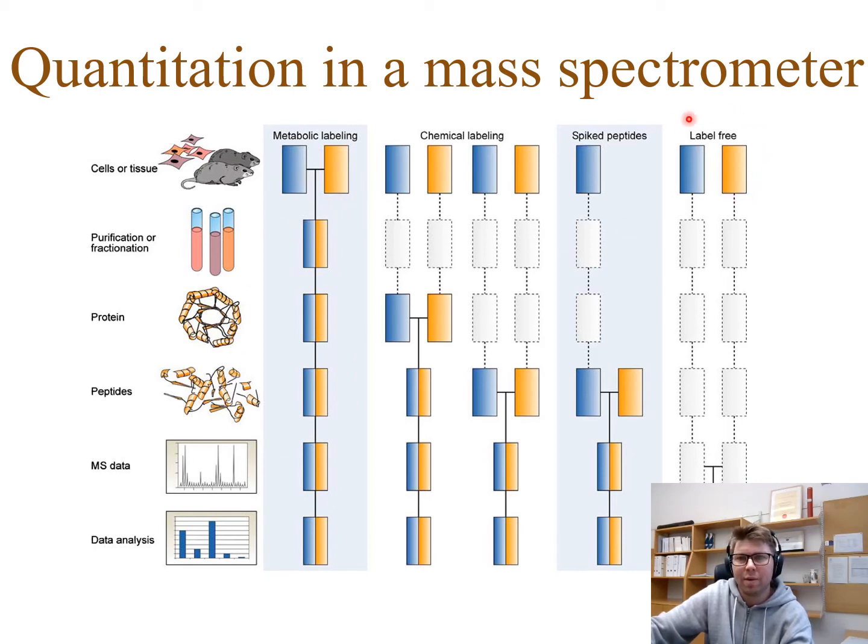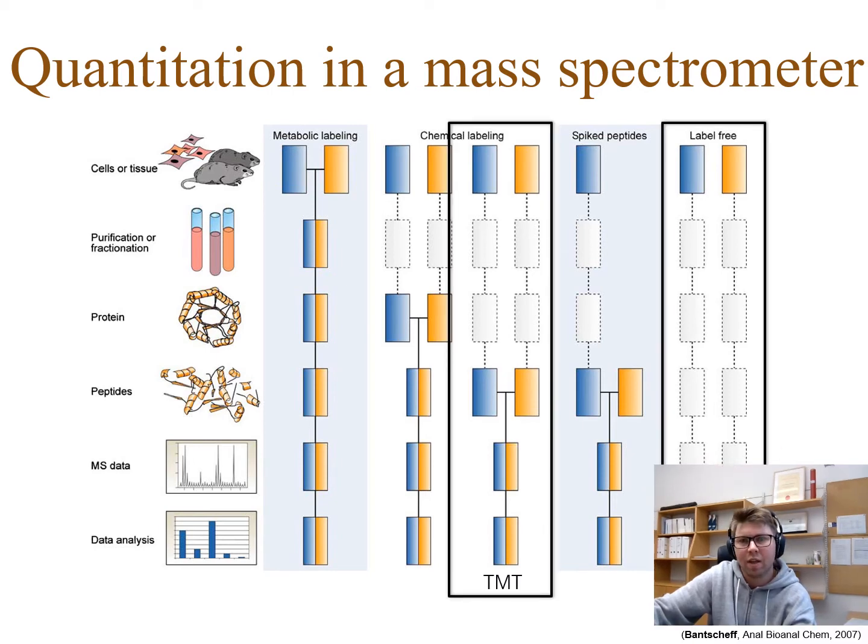The other extreme is called label-free quantitation. So this involves completely parallel processing of the conditions that are to be compared and independent mass spectrometry analysis of them. And the results are then compared at the level of data analysis.